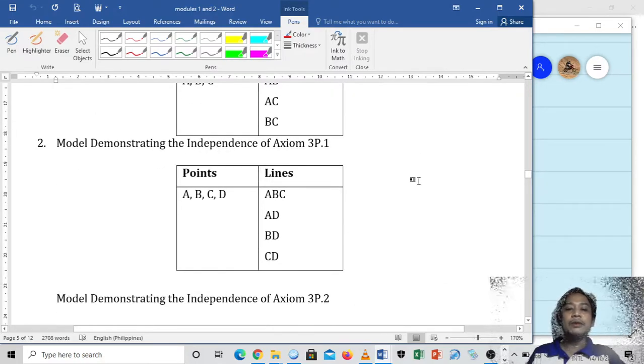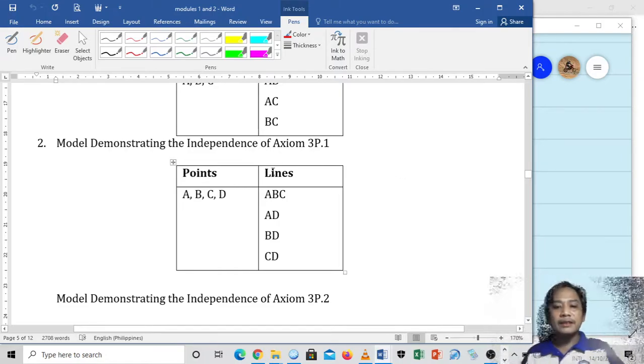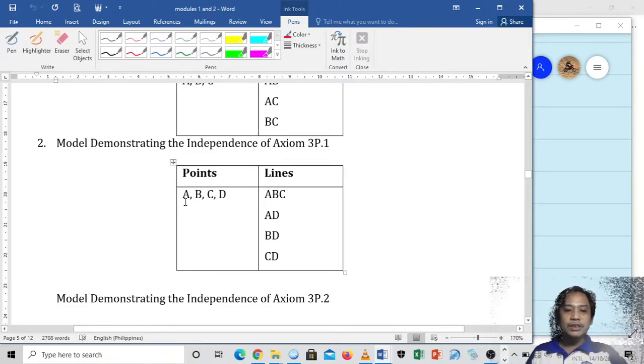Now, for models demonstrating independence of each axiom. Here is the independence of the first axiom. So consider a system with 4 points, A, B, C, and D. And then the lines ABC, AD, BD, and CD. So let us examine this. First axiom is already false because there are already 4 points.